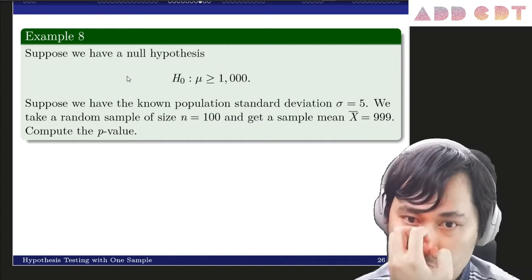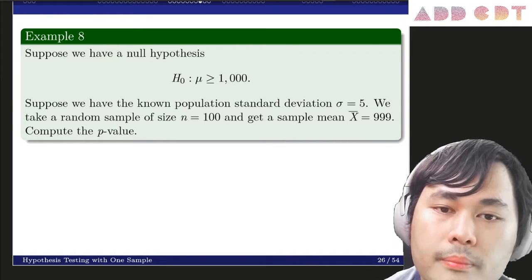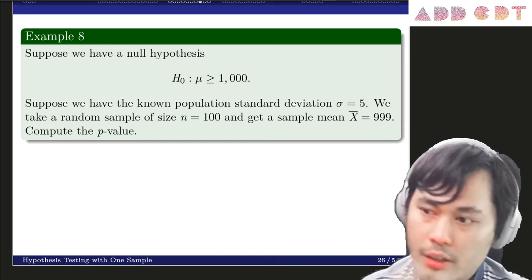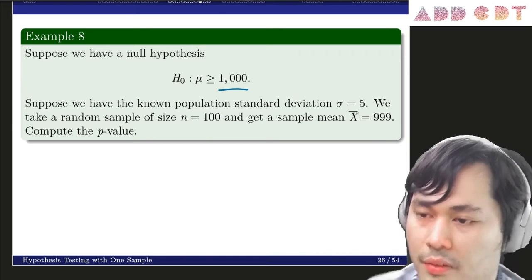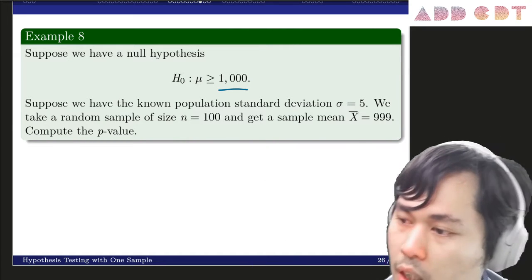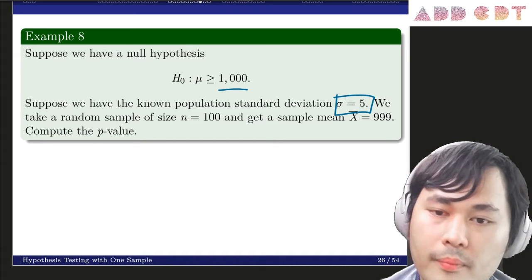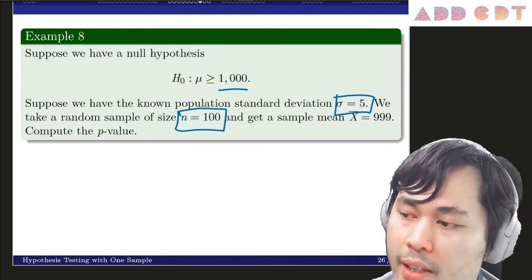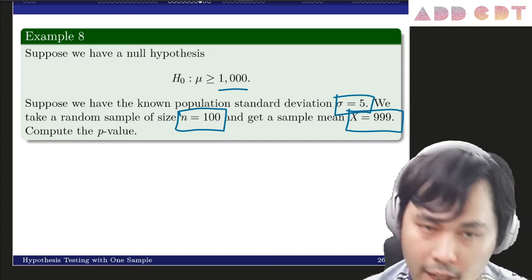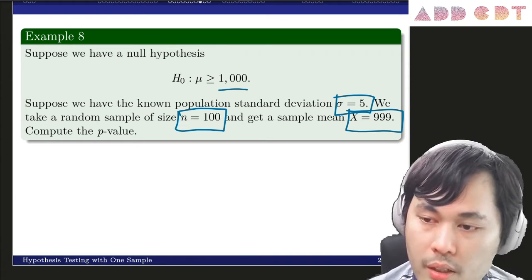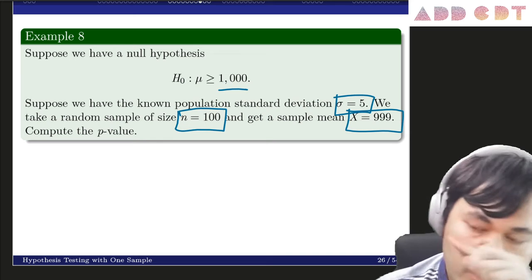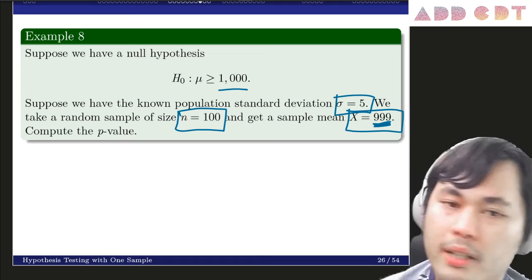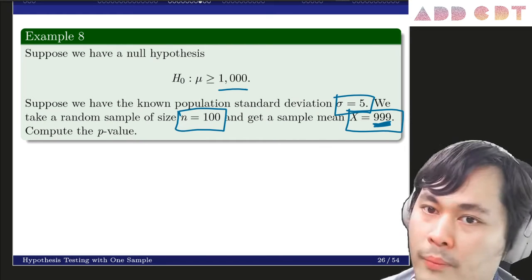Okay, so that's the first example, the computational example. We have all these numbers. We have 1,000, which is what we have here. Suppose we know that sigma is 5, which is kind of large, and we take a sample size of 100 and get a sample mean of 999. The question is to compute a p-value, or in other words, explain how likely it is to get this number, 999.